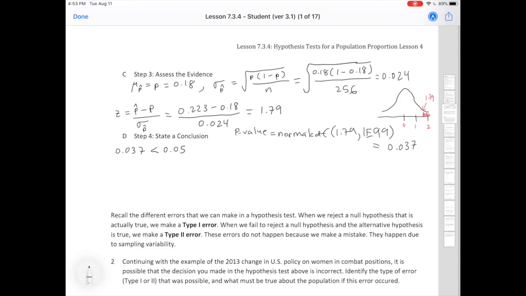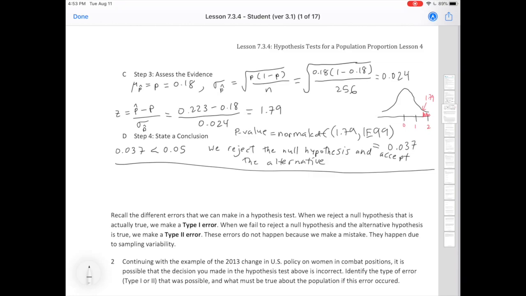So we reject the null hypothesis and accept the alternative. However, I want to write this now as a full statement in context, okay? So how do I do that? Remember, we always start by talking about the significance level.